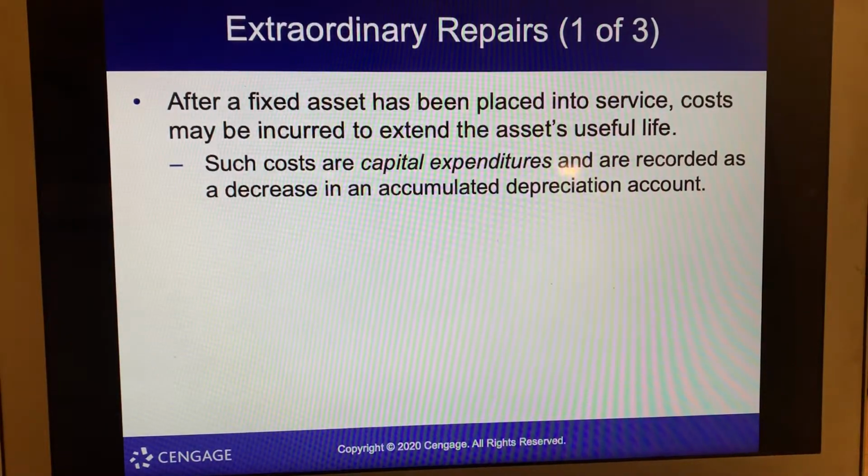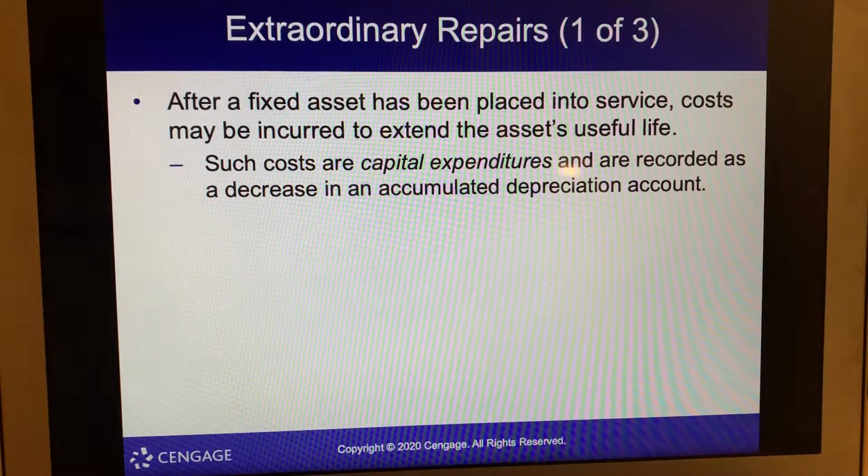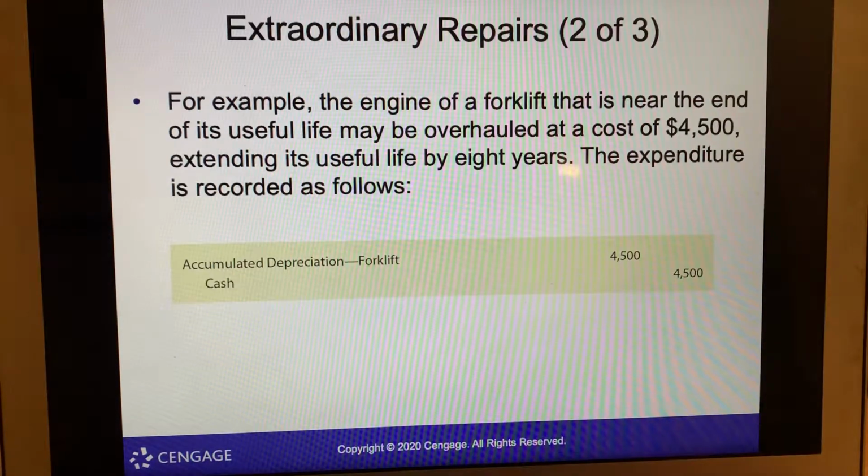After a fixed asset has been placed into service, costs may be incurred to extend the asset's useful life. Such costs are called capital expenditures, which we talked about a little bit ago, and are recorded as a decrease in an accumulated depreciation account. So here's what this looks like. Accumulated depreciation, forklift, $4,500, and we're taking it out of cash of $4,500.